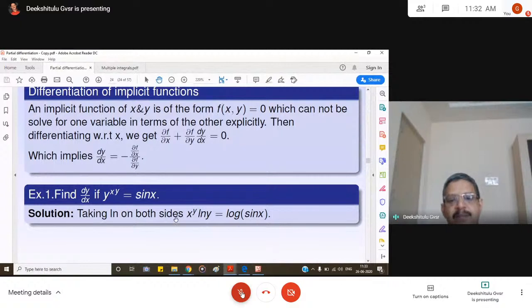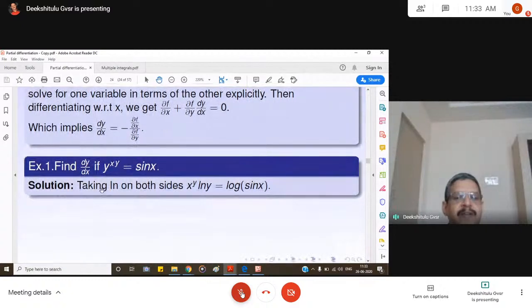Say, for example, take y^(x^y) = sin x. What is x? All you can say is x is sin inverse of this thing. But can we express x only in terms of y? No, because y^(x/y) is there. You cannot do it, so it's an implicit function. In such a case, we find the derivative using partial derivatives: dy/dx = −(∂f/∂x)/(∂f/∂y).